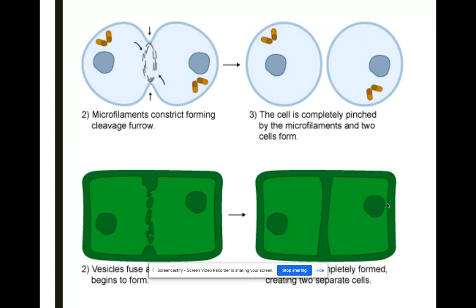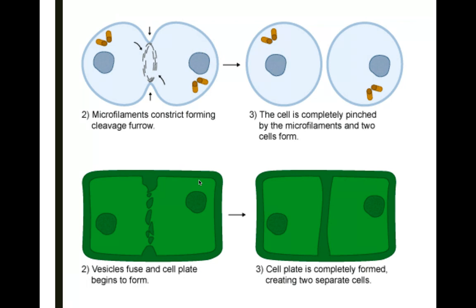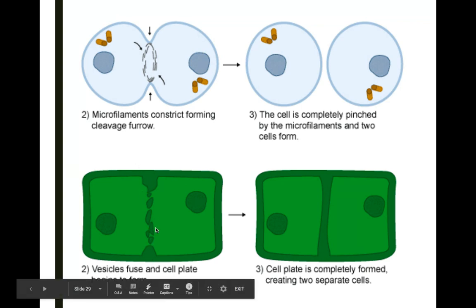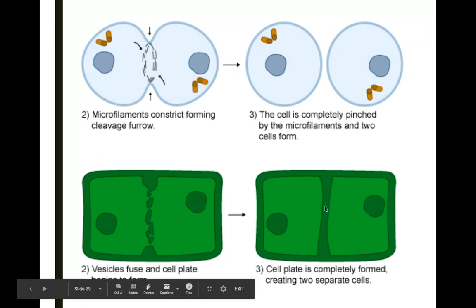Okay. In an animal cell, it's easy because we have no cell wall, so the cells just split in two. Super easy. But basically, for a plant cell, it's different because they need to form a new cell wall. So when the cells divide, they form this cell plate. And once the cell plate forms, it completes 2 separate cells.